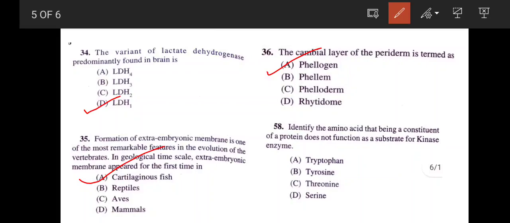Next question, identify the amino acid that, being a constituent of protein, does not function as a substrate for kinase. We know that if there are tyrosine, threonine or serine amino acids in a protein, then that protein can be phosphorylated, but not if there is tryptophan. So the correct answer is option A, tryptophan.